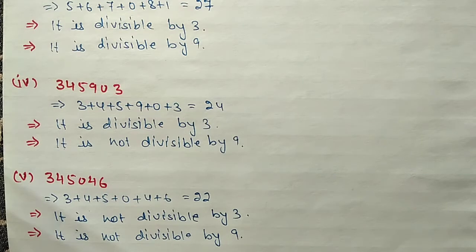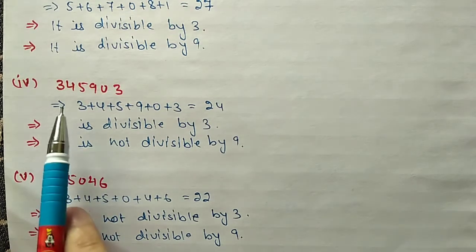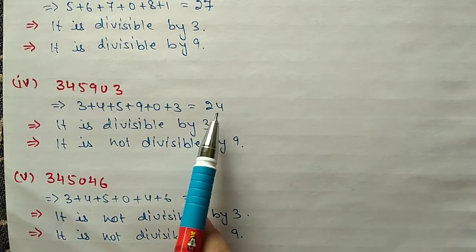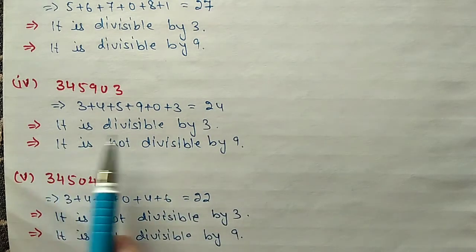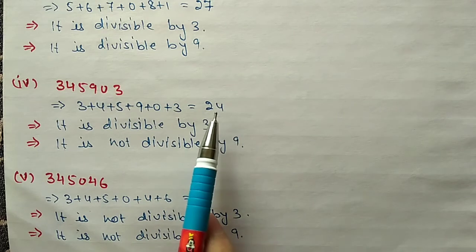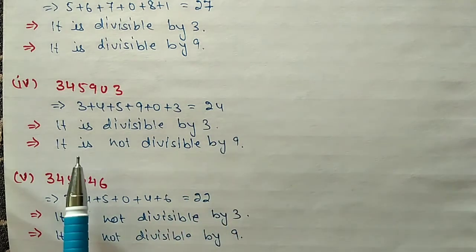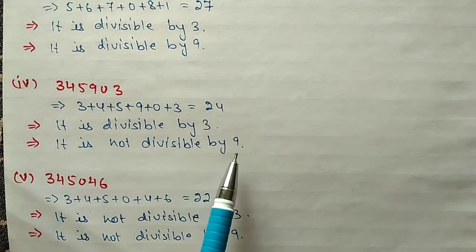Fourth part, 345903. We will add all the digits. The answer is 24, and 24 is in the 3 table, so we can write it is divisible by 3. And we know 24 is not in the 9 table, so it is not divisible by 9.